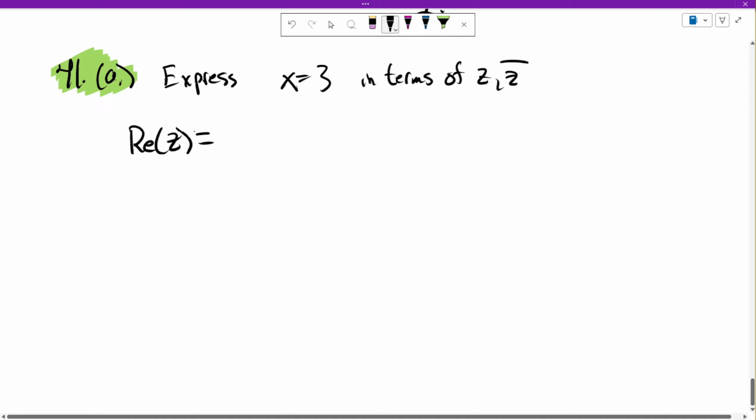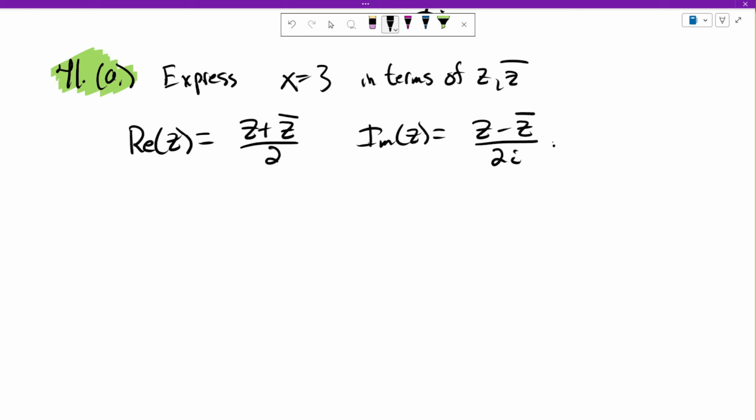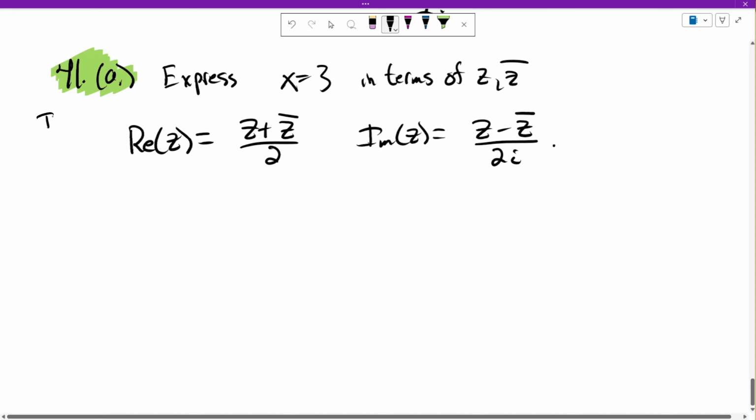So the real part of z, which is represented by x, is z plus z bar over 2. And the imaginary part of z is represented by z minus z bar over 2i. So for these problems where you are going in reverse, if we were to say z is x plus iy, x is the real part and y is the imaginary part.